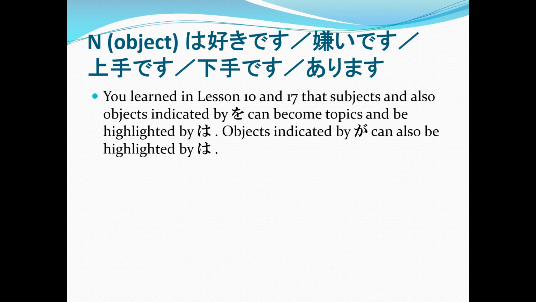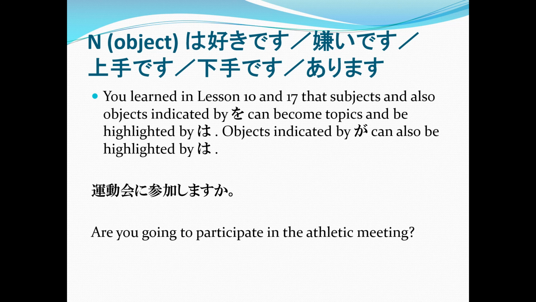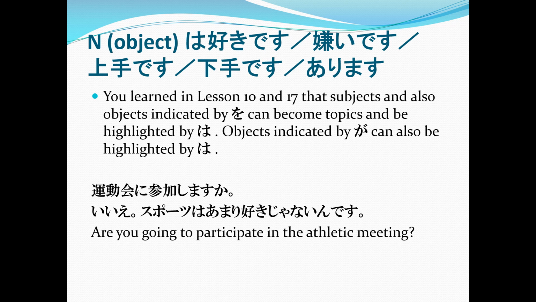Alright? Now I know you're asking, I thought we're going to use ga for suki, kirai, jouzu, and heta. But then again, since we want to highlight that we like something, we're good at something, we're bad at something, we're going to use wa in this sentence. Example, undokai ni sanka shimasu ka? Are you going to participate in the athletic meet? Now, here's the listener's answer.